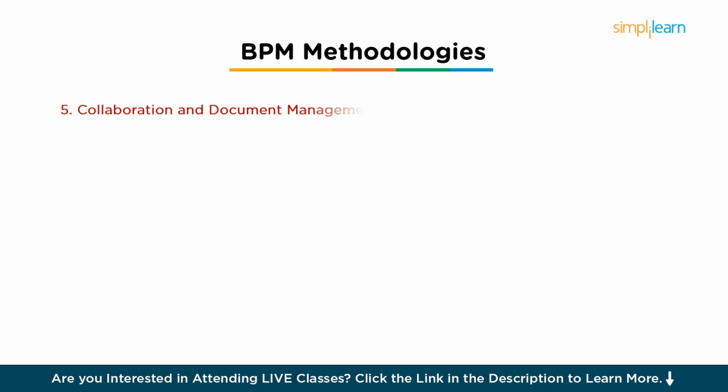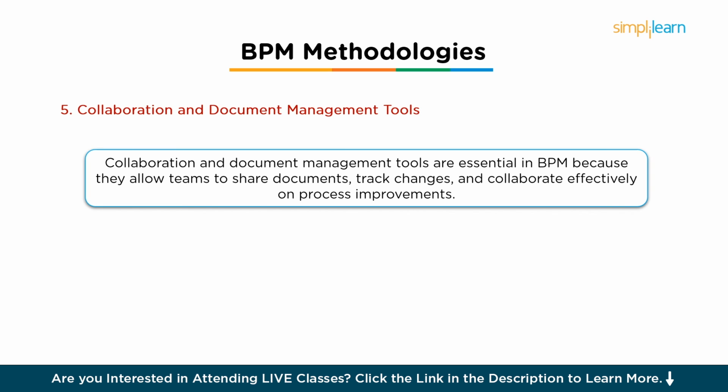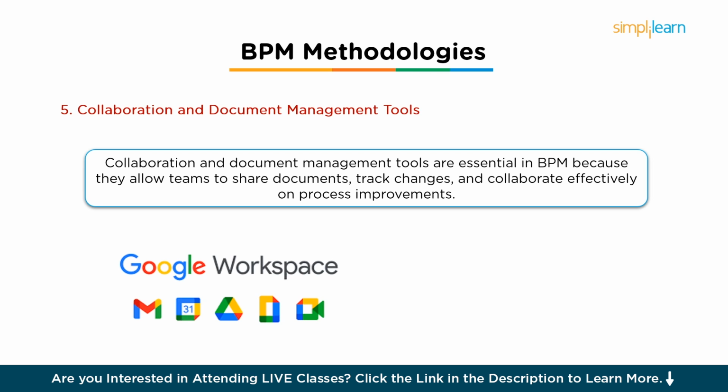Collaboration and document management tools. Collaboration and document management tools are essential in BPM because they allow teams to share documents, track changes, and collaborate effectively on process improvements. Examples of collaboration and document management tools: Google Workspace, a suite of collaboration tools that includes documents, spreadsheets, and email, enabling teams to work together efficiently. SharePoint, a collaboration platform that facilitates document management, sharing, and team collaboration.